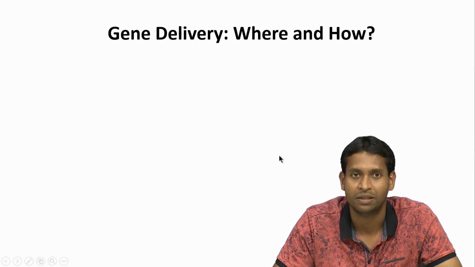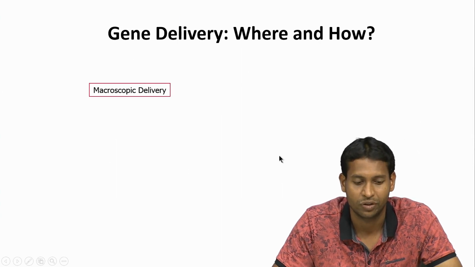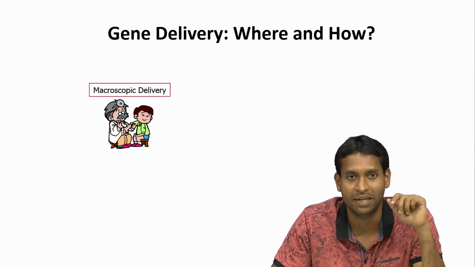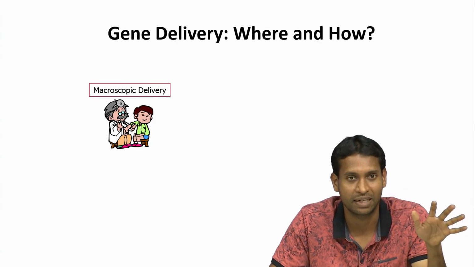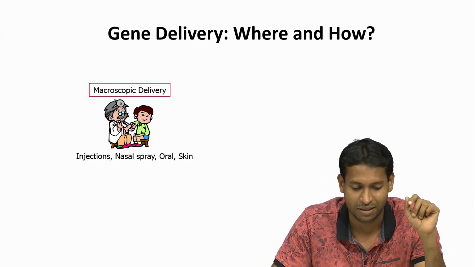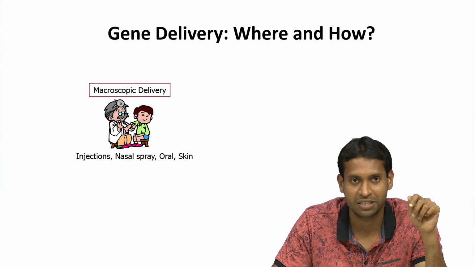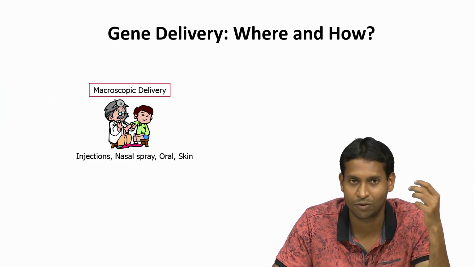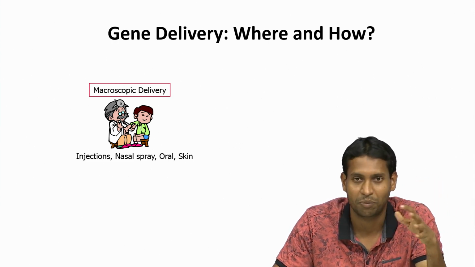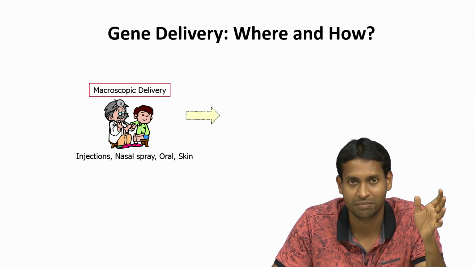Okay, so gene delivery, where and how. Let us look at macroscopically what is happening. You go to a clinic, the doctor injects you something. These could be injections, nasal spray, something you take orally, or something put under the skin, in the muscle, whatever.